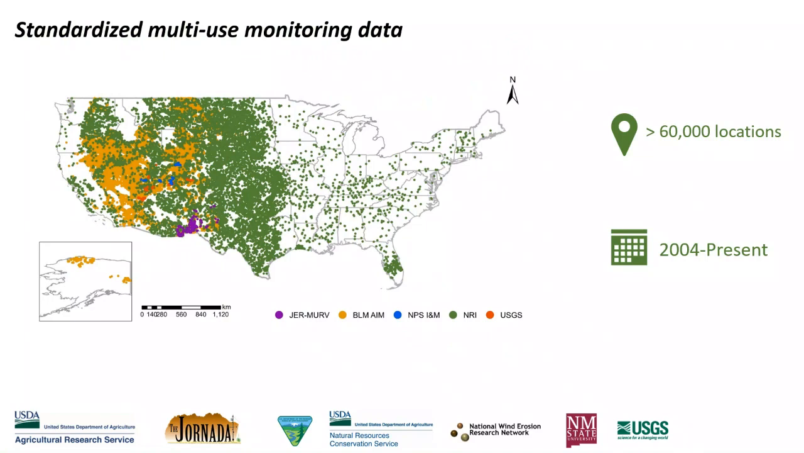So moving along to the data set, I imagine many of you might be familiar with the Bureau of Land Management's Assessment, Inventory, and Monitoring Program, which comprised the bulk of the data I used, as well as data from the NRCS's Landscape Monitoring Framework Program. And these are just two examples of standardized multi-use monitoring programs that have collectively accumulated data from over 60,000 plot locations nationally. And all of these programs collect plot level plant and soil data using standardized protocols.